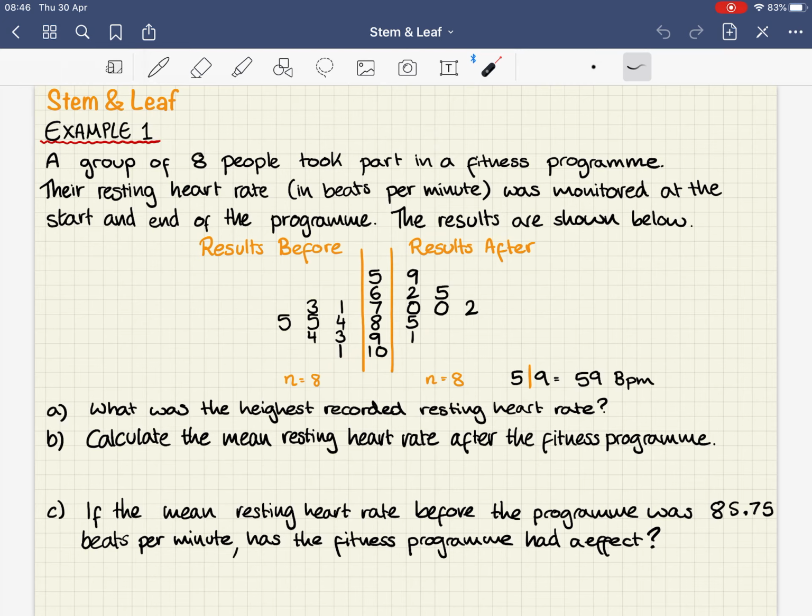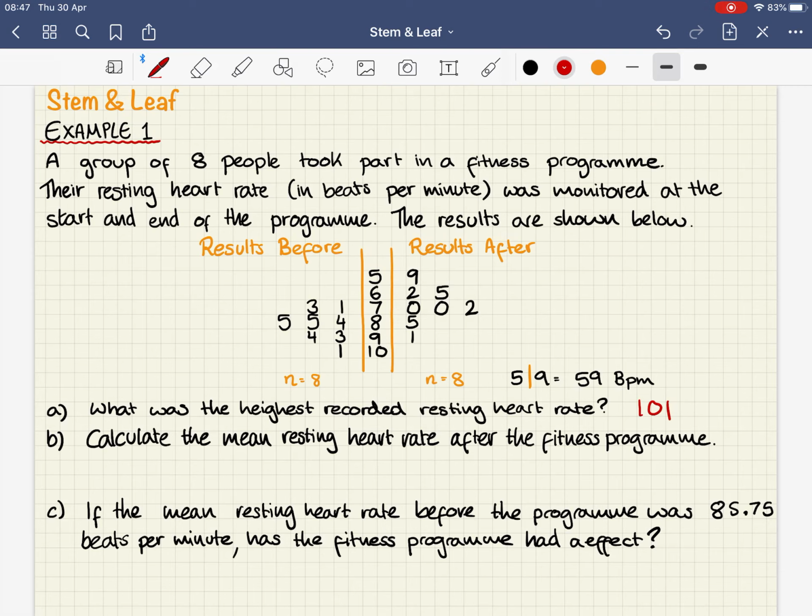Okay? So our first thing asks, what was the highest recorded resting heart rate? Now, you need to look at both sides. So instantly, I need to find my largest number here. So look all the way down, and yep, my tens column, this 10 here is my largest, and I only have one number that relates to it, which is this bit here. So my highest recorded resting heart rate was 101.